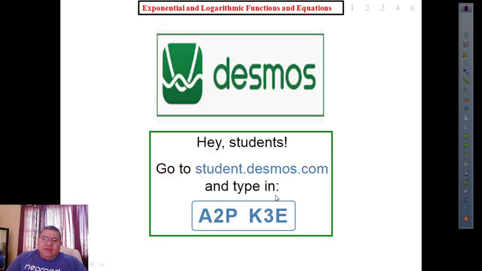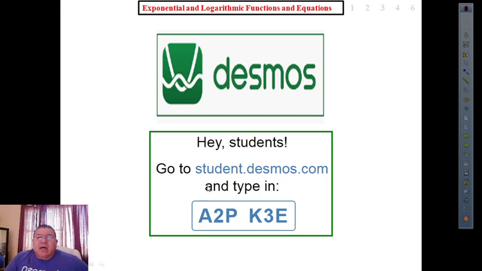So here's your code for Desmos. A2P K3E. And you don't need to leave a space, and they don't need to be caps. It can be lowercase. And all together, A2P K3E. And that's the password for Desmos.